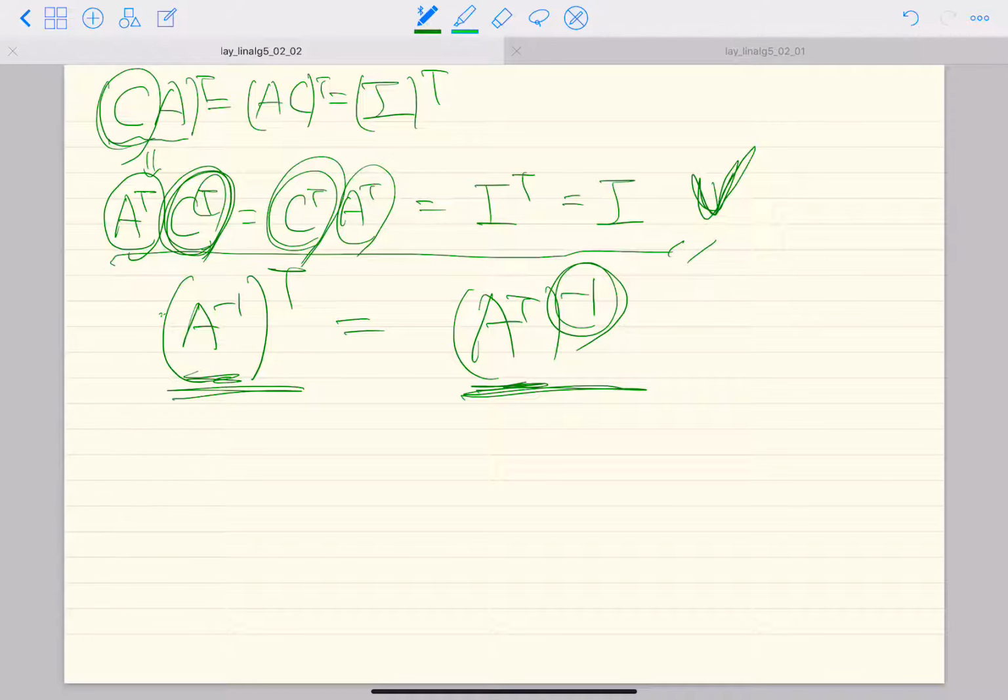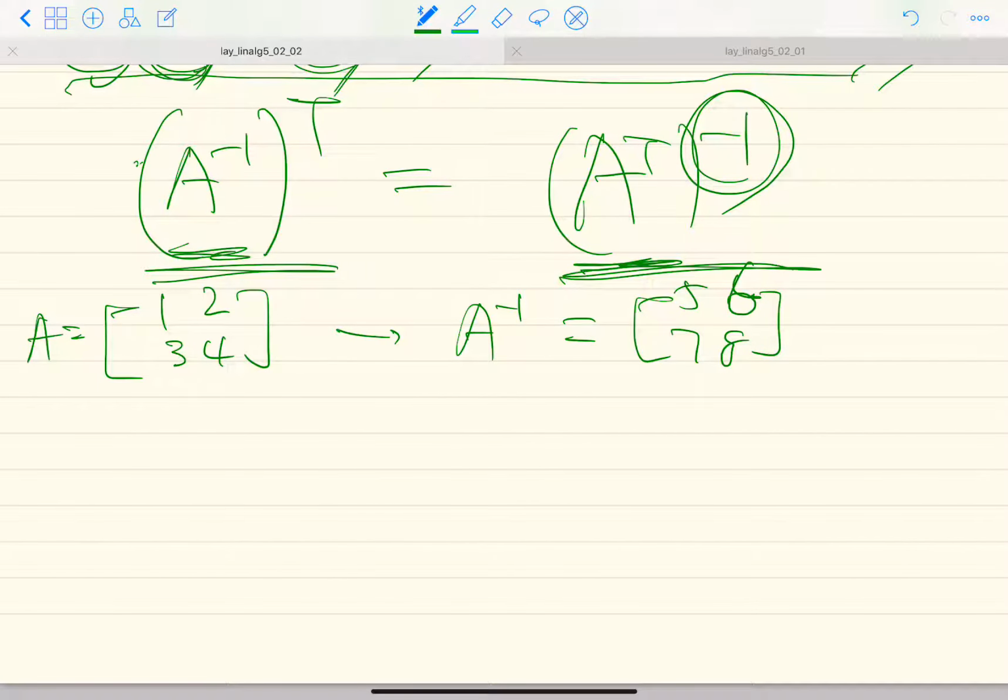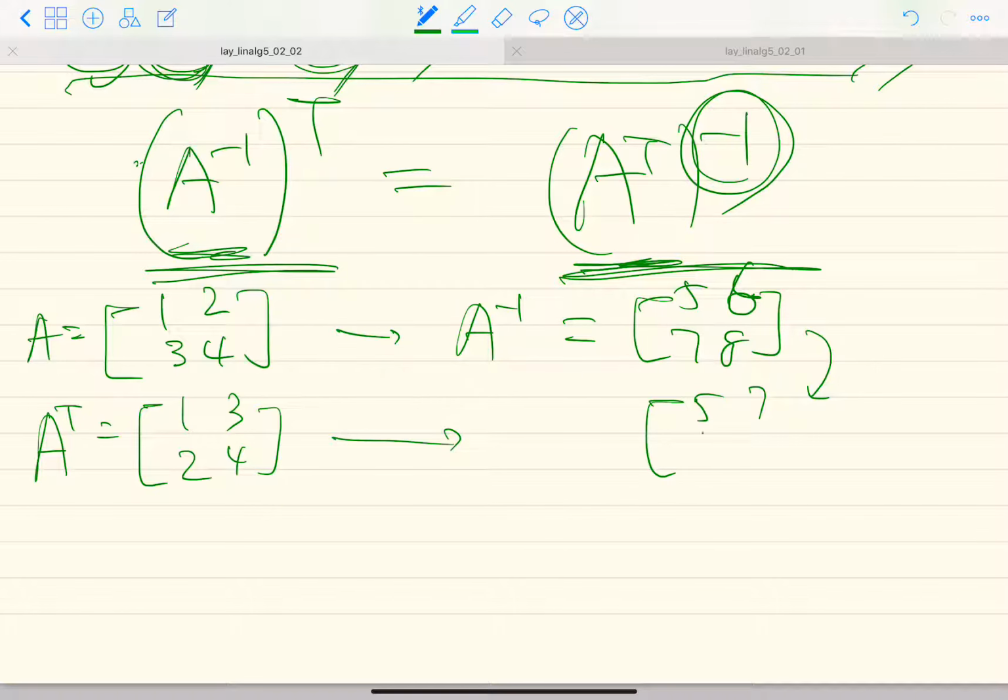So suppose we have 1, 2, 3, 4 as A, and A inverse as maybe 5, 6, 7, 8. Okay, so it's clearly wrong, but I'm just going to give you this example. And then what is A transpose? 1, 3, 2, 4, right? And then what is this inverse? It is just conveniently transposing it as 5, 7, 6, 8.